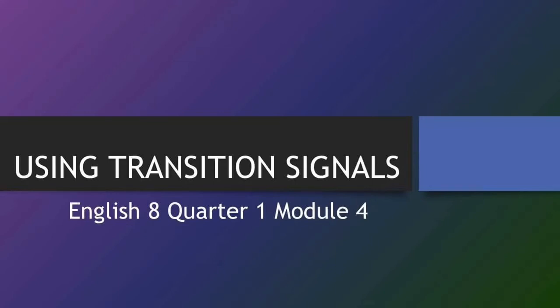Good day, learners! Today, we are going to study English 8, Quarter 1, Module 4, which is entitled Using Transition Signals. This module was designed and written to help you master the skills in using transition signals to indicate coherence in writing sentences and paragraphs.